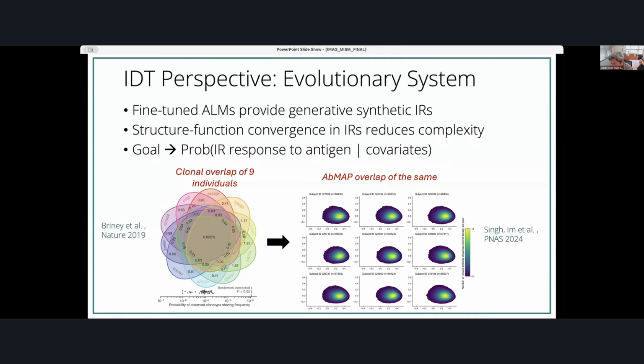and the response to specific pathogens, they look very similar across individuals. So there's a huge collapse in the structure-function convergence. And I think this gives hope that with minimal one-shot or k-shot learning, we could use these antibody language models to predict the immune response to a specific pathogen in an individual. And so I think this could contribute a lot to overcoming one of the complexity challenges of immune digital twins.